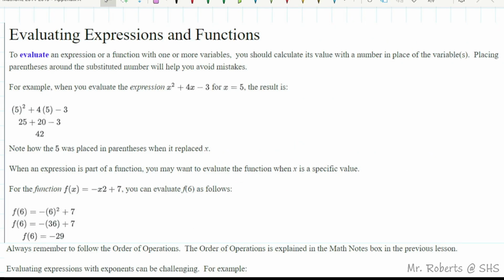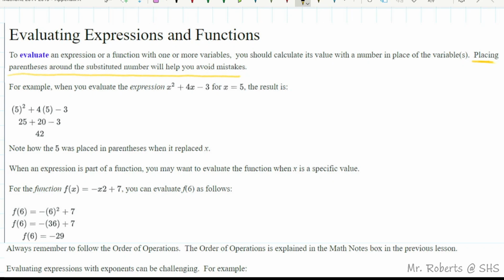To evaluate an expression or function with one or more variables, you should calculate its value with a number in place of the variables. Placing parentheses around the substituted number will help you avoid mistakes. That is worth underlining. Placing parentheses around the substituted number will help you avoid mistakes.